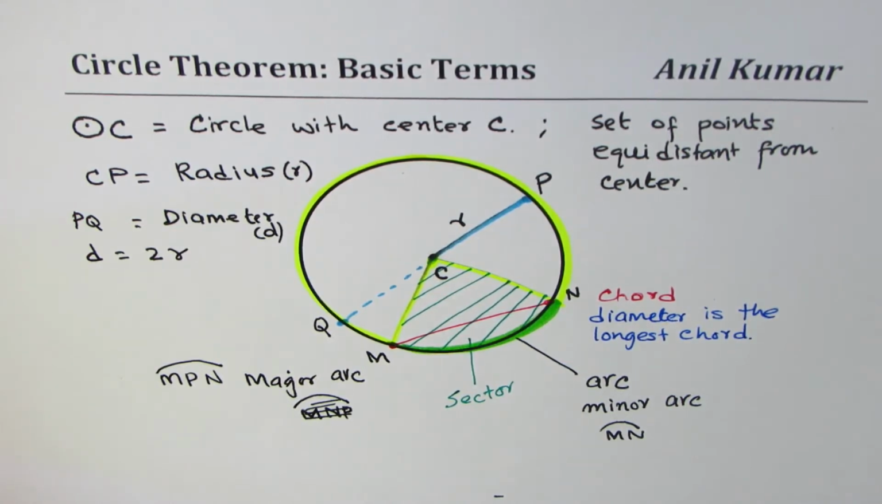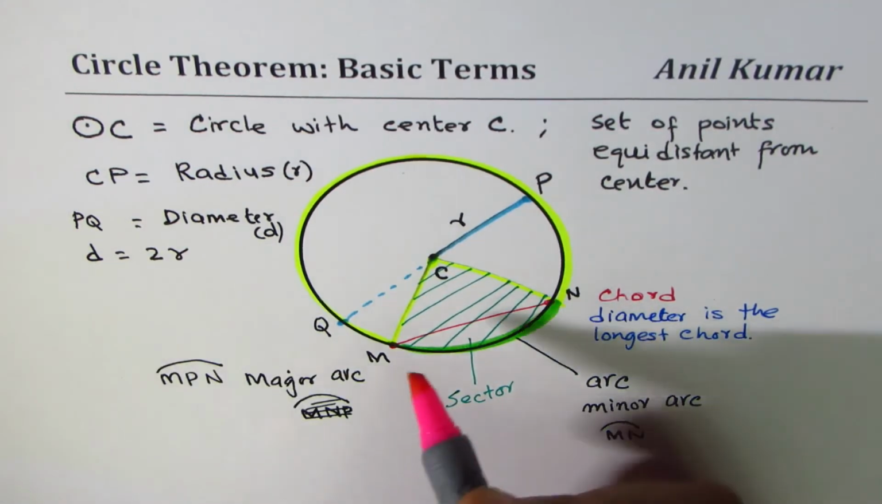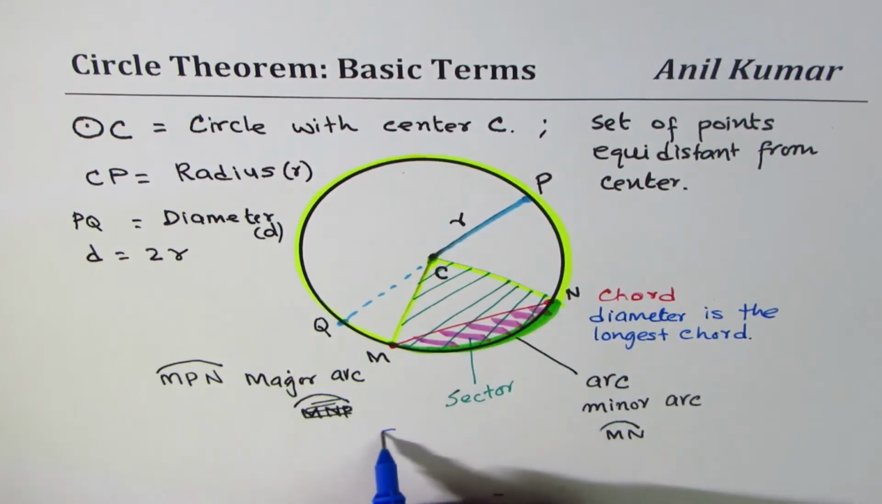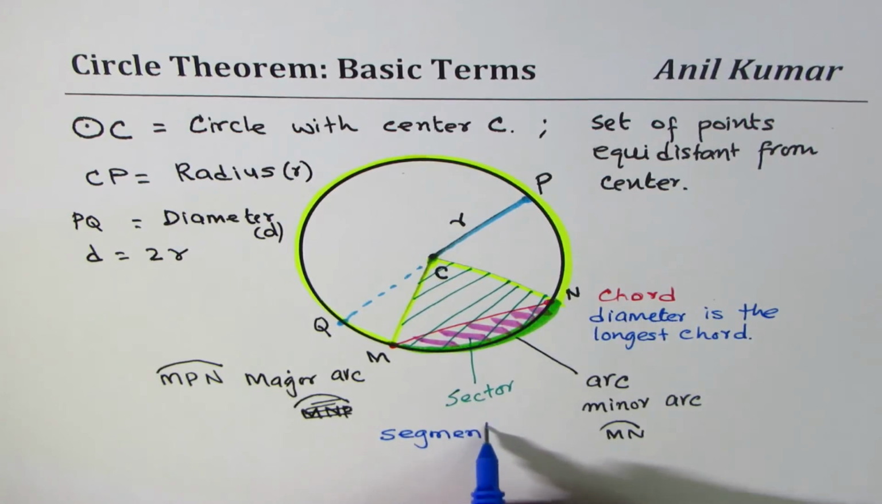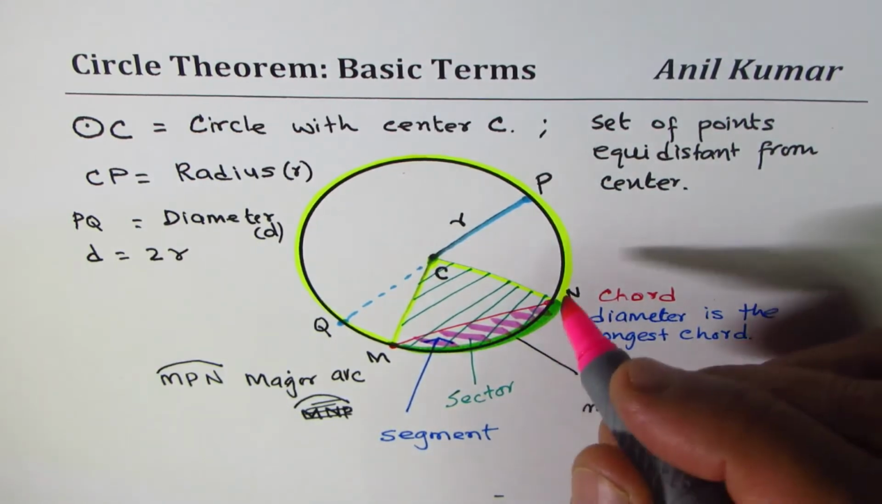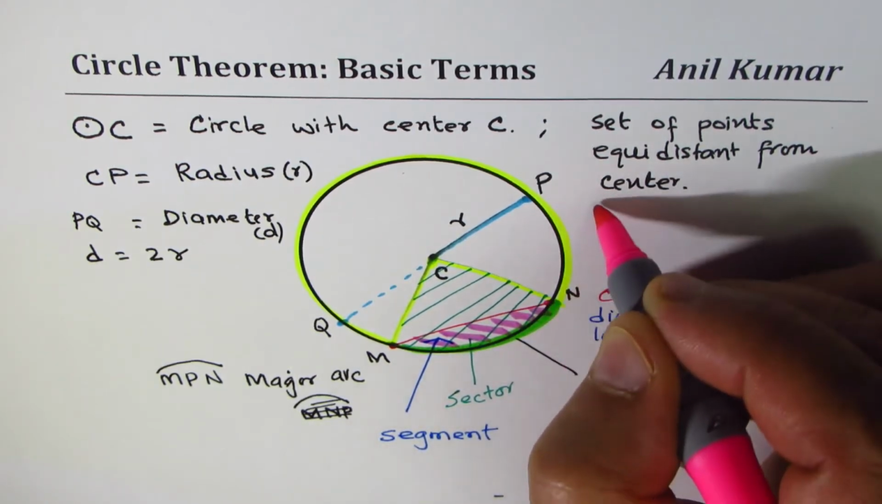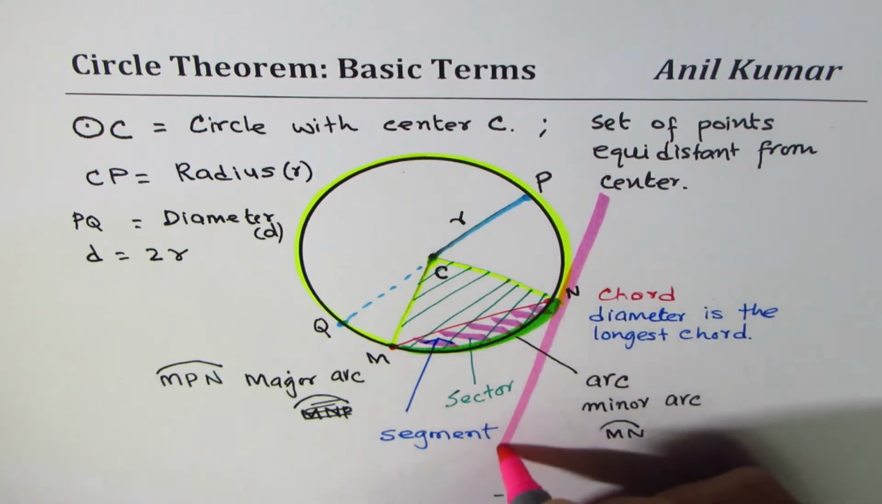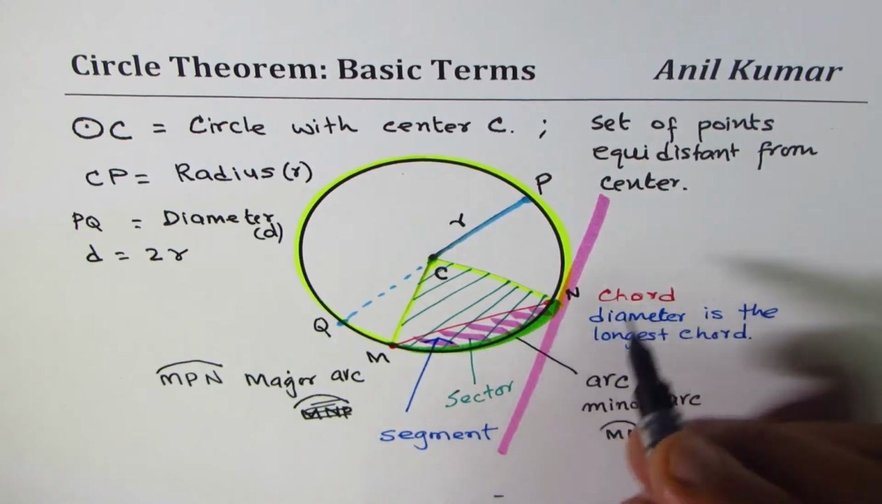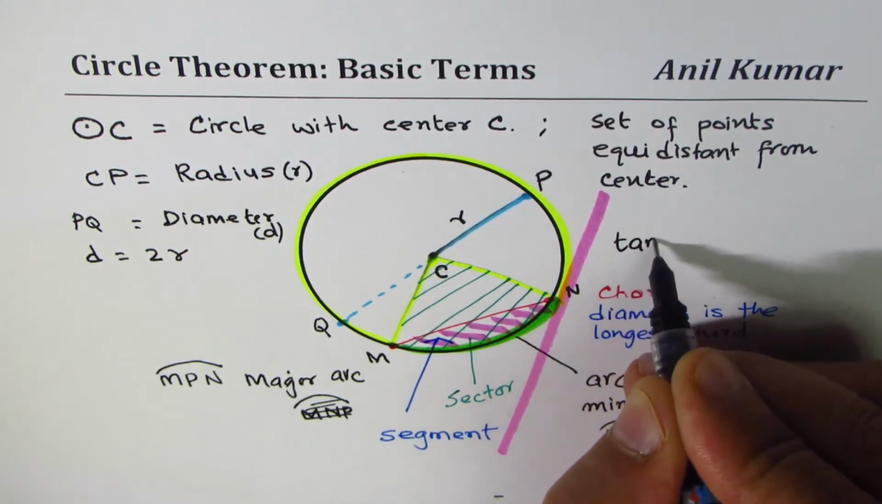Now in this case, this shaded portion, let me take another ink, this shaded portion is called segment. Let me write it down here. Is called segment. Now these are major terms which we are going to use within a circle. Now every circle could have a tangent, right? So let me draw one here. Let's say a line which touches the circle at just one point. So let's say we draw a line like this. Now this line which touches the circle at just one point will be referred to as tangent.